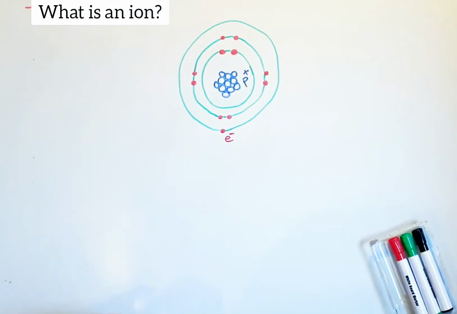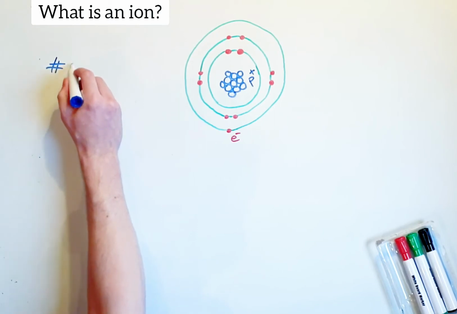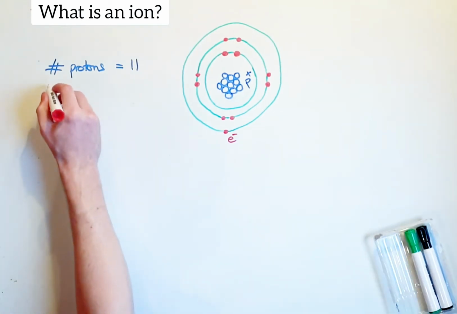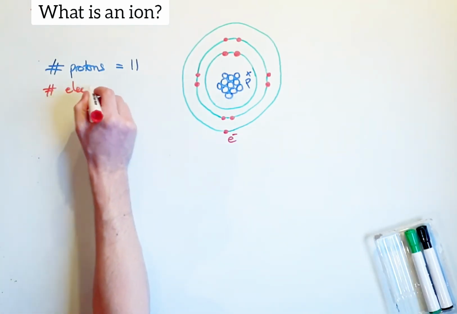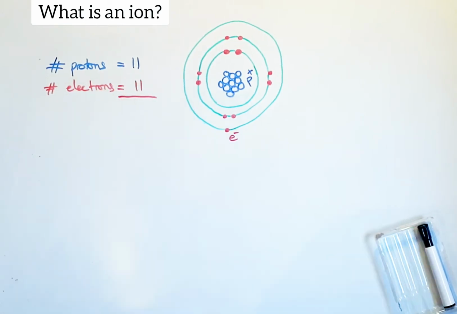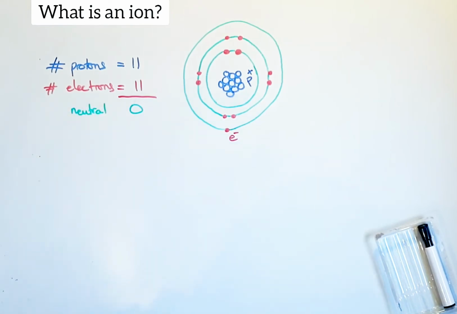So to find out if an atom is neutral, positively charged, or negatively charged, all you need to do is count up the protons and compare it to the count of the electrons. So for this sodium atom, we can see that the number of protons equals 11 and the number of electrons equals 11. So you can see there's a difference of 0. So then this implies that the atom is neutral. There's no net positive or negative electrical charge on this atom.